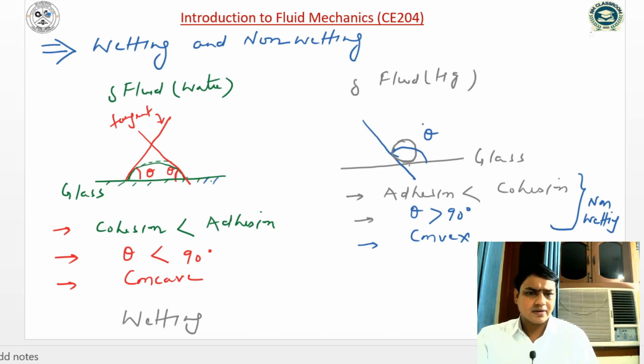And the second thing, another fluid, that is mercury, if it falls on the surface, it will stick at one point or one position. It will not spread because the cohesive force is much greater than the adhesive force, and the angle of contact is greater than 90 degrees. Such type of property is called non-wetting.